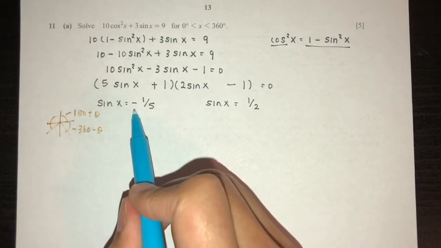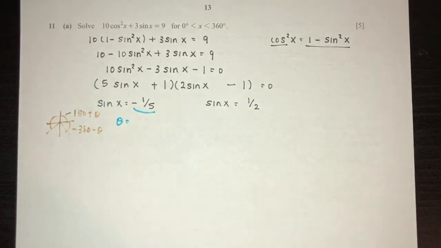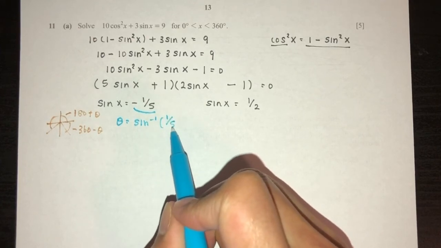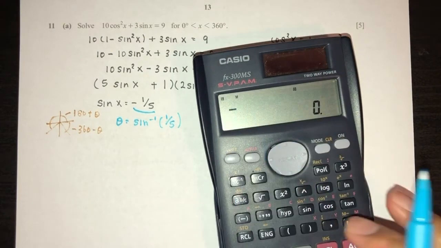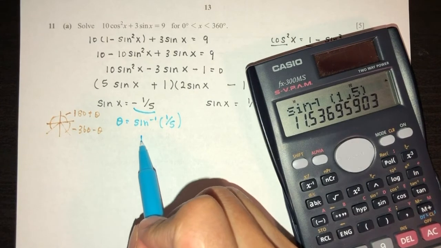So whenever it is a negative value, I like to use this trick. First find the value of theta. Theta is not your answer. Theta will be sine inverse of the positive value of 1 over 5. Let's see what that gives us. You have to be in degrees. 1 over 5, you will have 11.5.